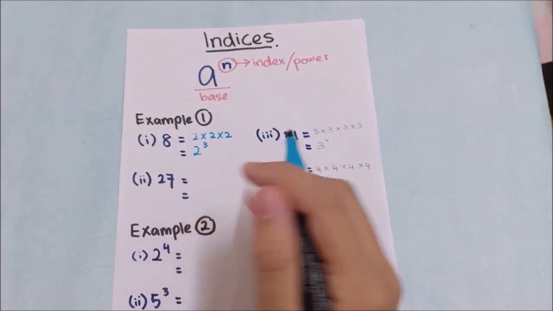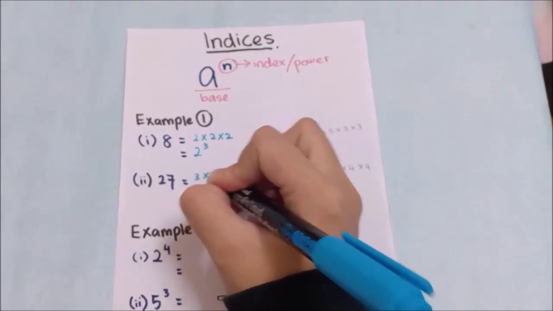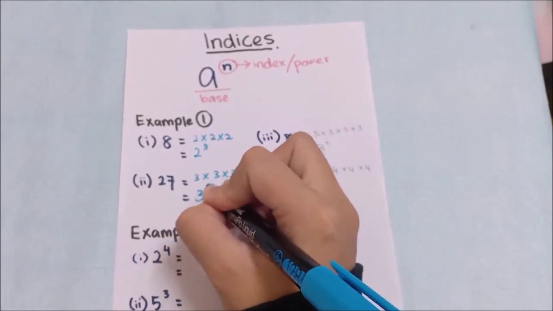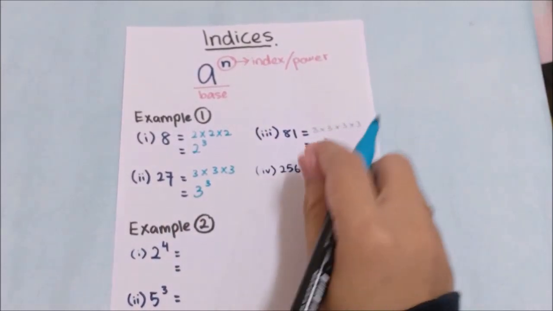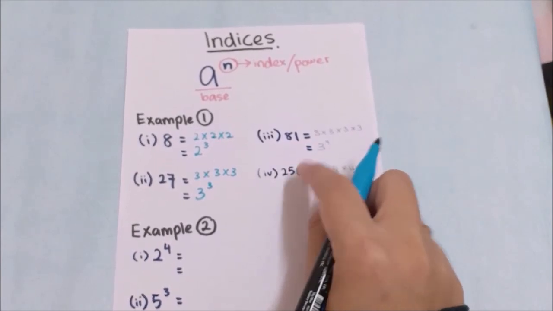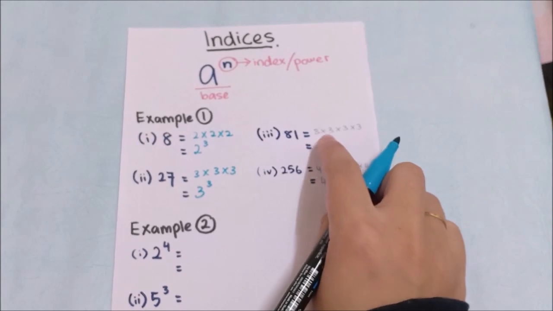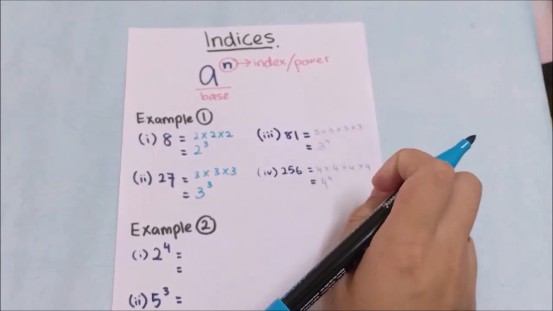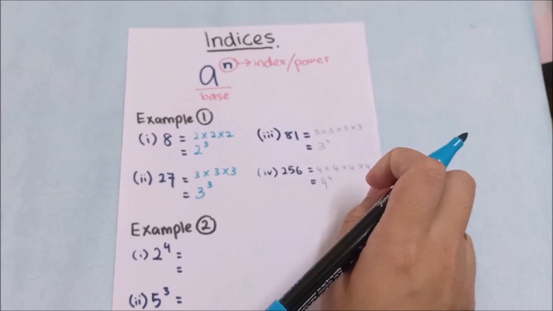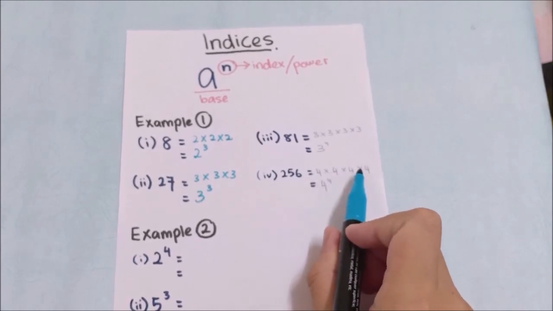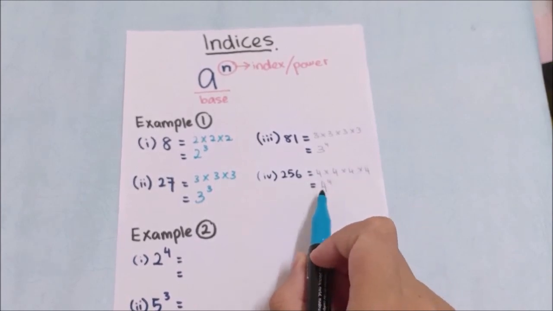Next is 27, which is 3 times 3 times 3, which equals 3 to the power of 3. And same goes for the 81 and 256, which I've drawn earlier. 81 is 3 times 3 times 3 times 3, which gives the answer 3 to the power of 4. And 256 is 4 times 4 times 4 times 4, which gives the answer 4 to the power of 4.